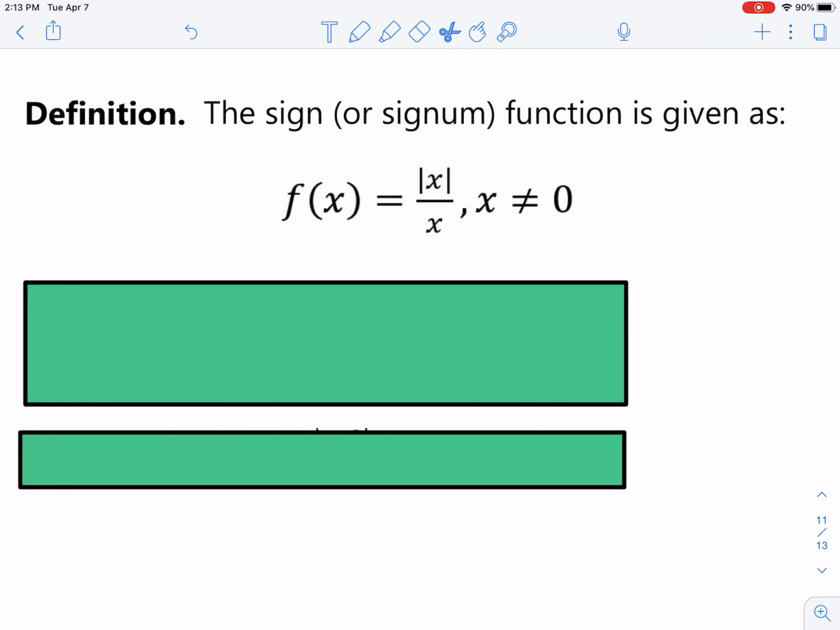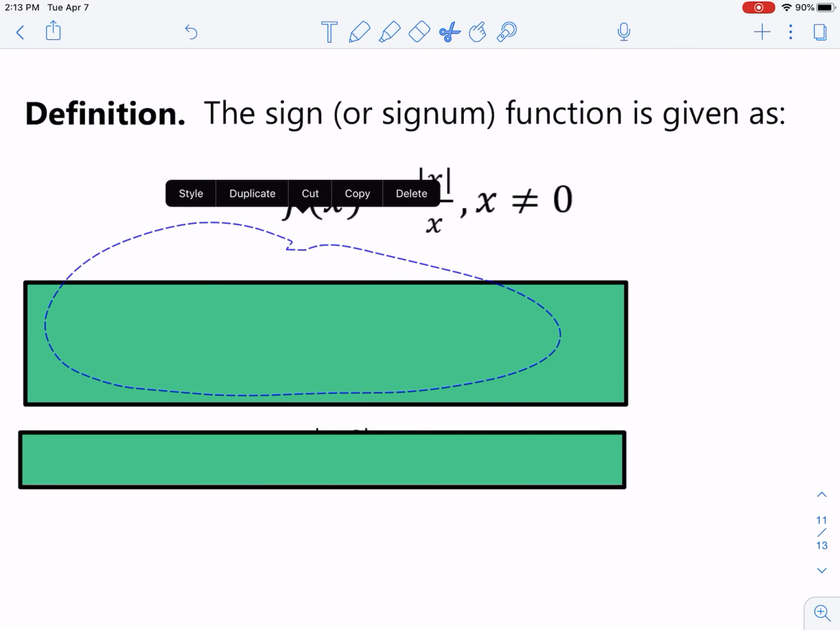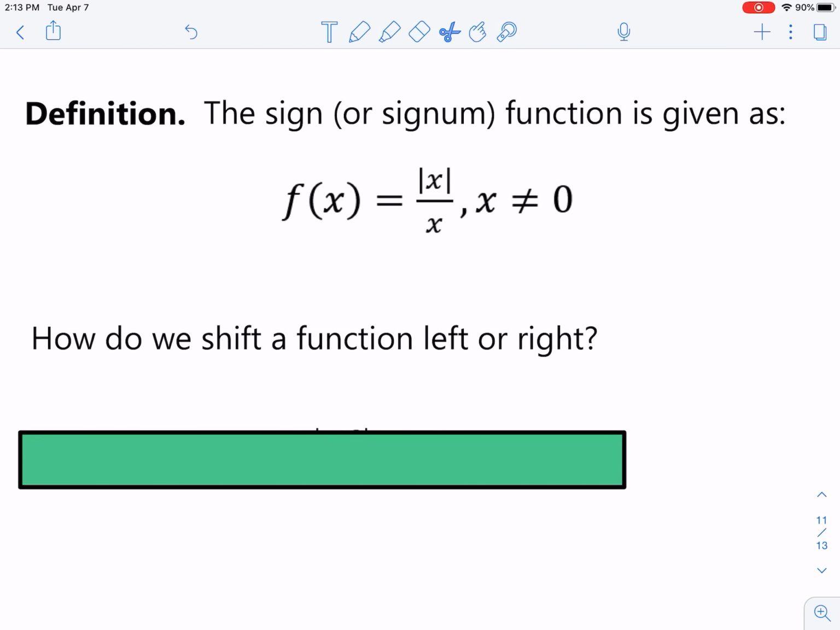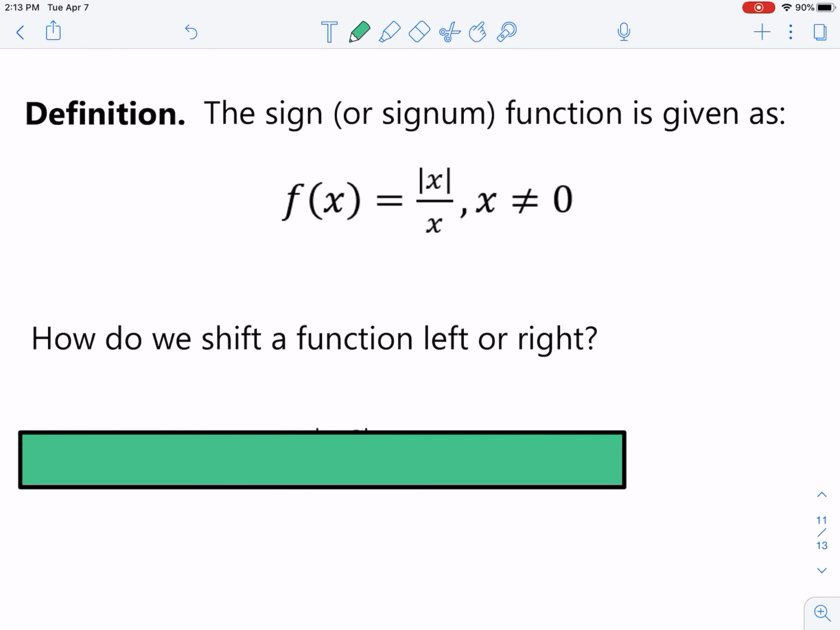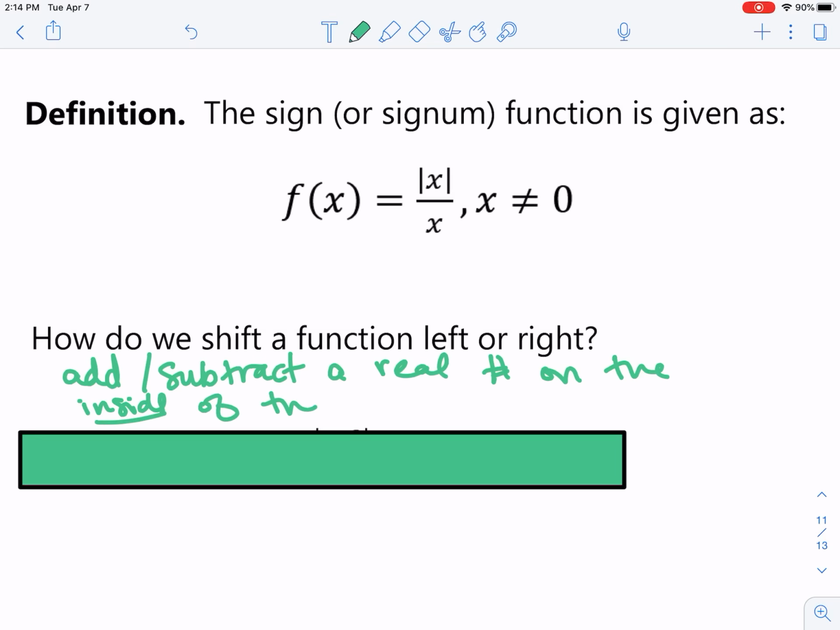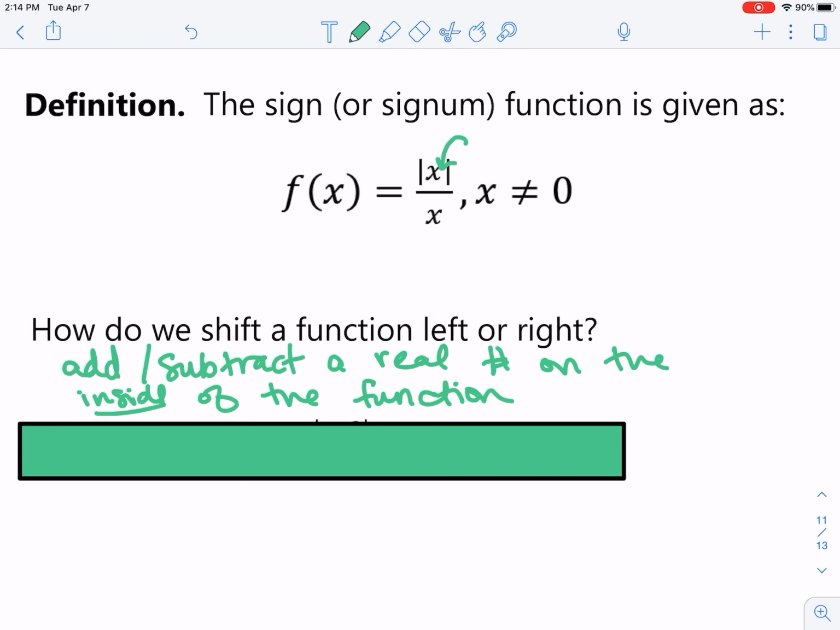Okay, so I'm going to ask you some algebra questions with this now. How do we shift a function left or right? Yeah, we add or subtract a real number on the inside of the function, right? And what do we mean by the inside of the function in this case? Well, it would be anywhere you see an x, so you would need a plus c by that x as well as by that x.